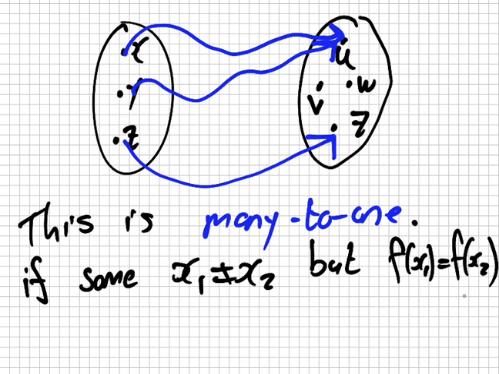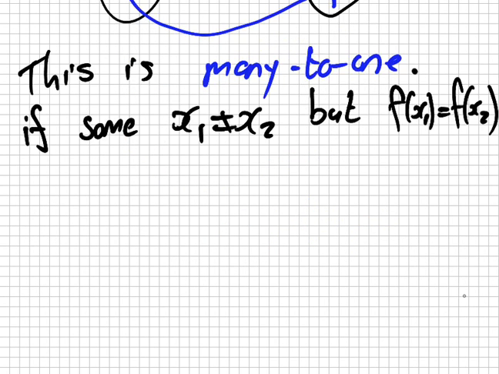I'll talk more about the graphs in a moment, but for many to 1, a feature of the graph is that usually it increases and then decreases, and this is how come you get two different x values but the same y value. But in a moment we'll talk about the graphs, don't worry. Okay, so that's many to 1. Okay, so next example now.